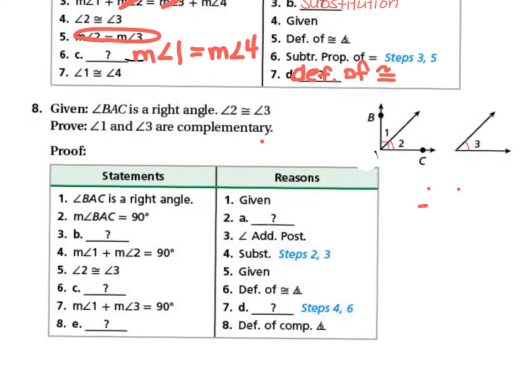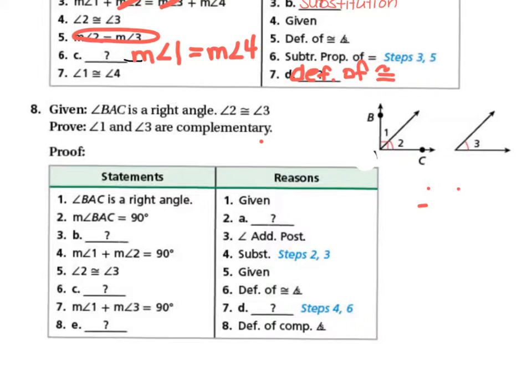All right, this is 8. So 8 says, oh, and that's an A in the corner. I erased it. This is an A. Okay, it says that given BAC is a right angle and angle 2 equals angle 3, prove that angle 1 and angle 3 are complementary. So we start with the given BAC is a right angle.